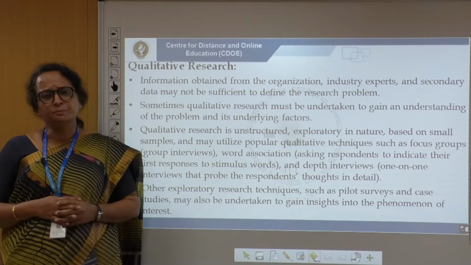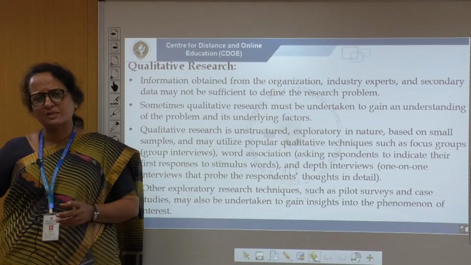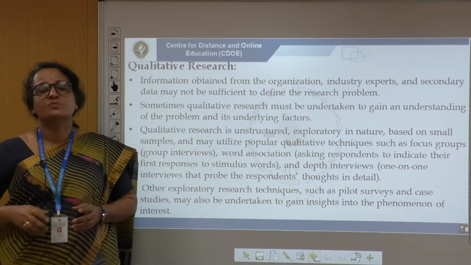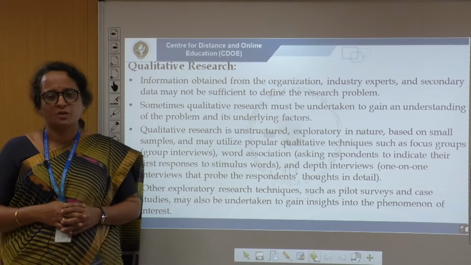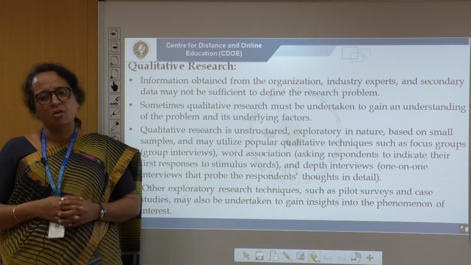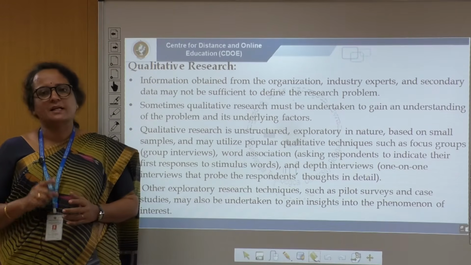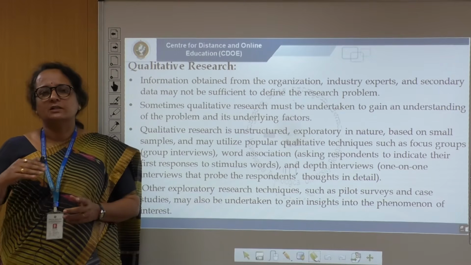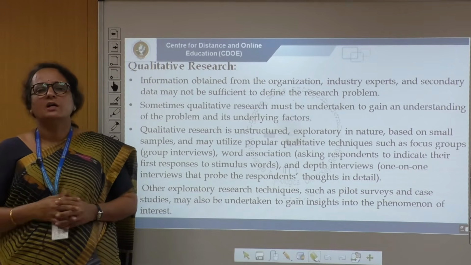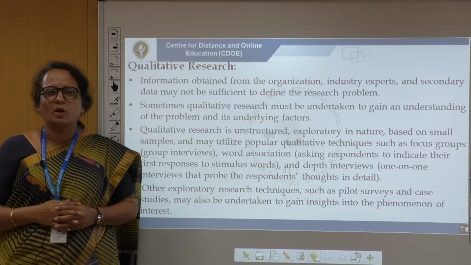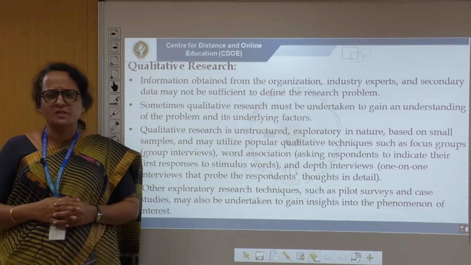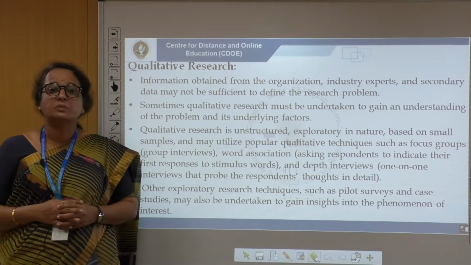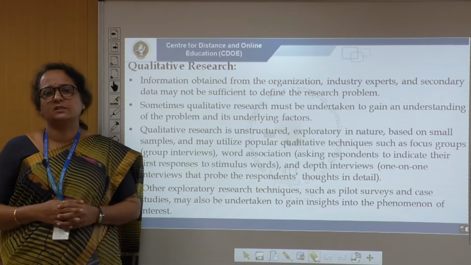If the information obtained from all these sources is not sufficient, then the researcher will go for this type of research, which is called qualitative research. If the information obtained from the organization, industry experts and secondary data is not sufficient to define the research problem, then the researcher has to go for qualitative research. Qualitative research is nothing but collecting the data first hand from the field or from the marketplace.